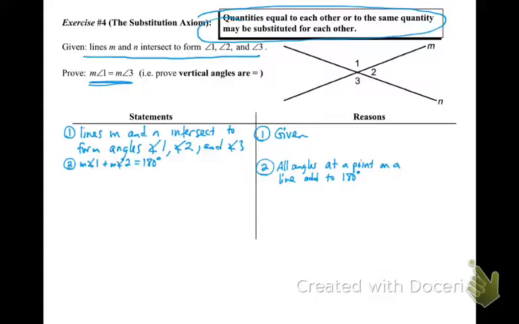Now, because you're going to use the same reason for 2 and 3 adding to 180, we can actually include that on line 2. So if I put a comma after 1 and 2 add to 180, I can say the measure of angle 2 plus the measure of angle 3 equals 180 degrees. Now, I can put that on that line because it's for the exact same reason. And that's allowable to do.